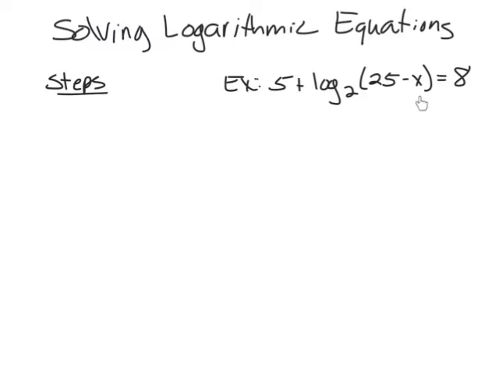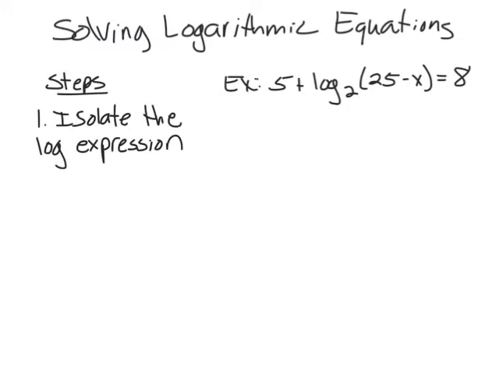My argument is 25 minus x. My base is 2, and that's equal to 8. And we'll start with the first step. The first thing you want to do is isolate the logarithmic expression. Basically, log to the base 2 of 25 minus x. We want to get this by itself on one side of the equation.